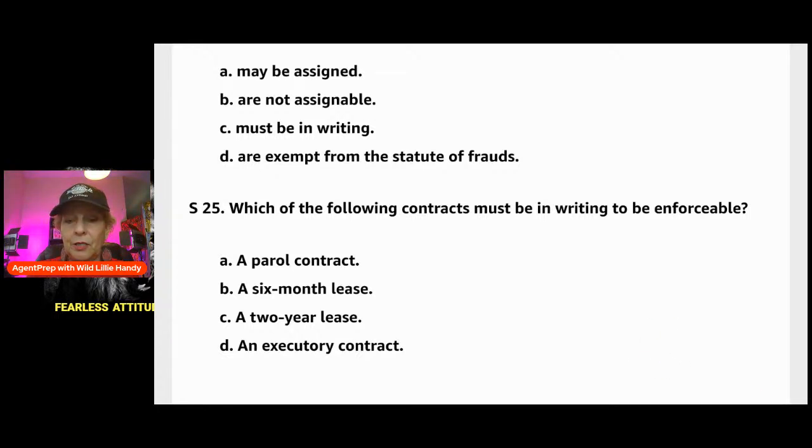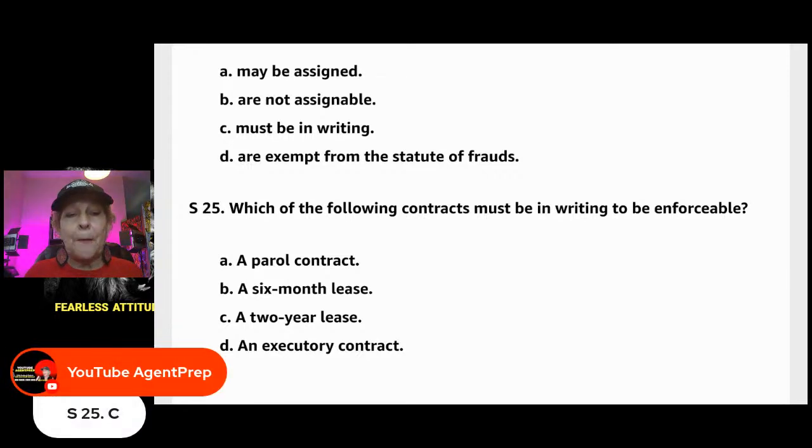Right? Very good. Yes, a 2-year lease must. Okay, keyword must be in writing. Okay, because a parol contract is not dealing with real estate, right? And a 6-month lease, we just talked about that, right?